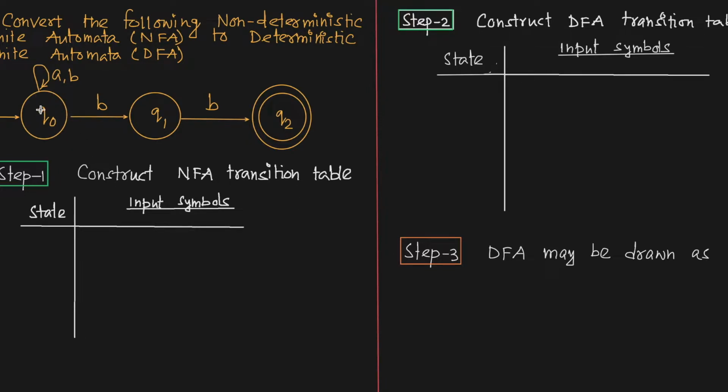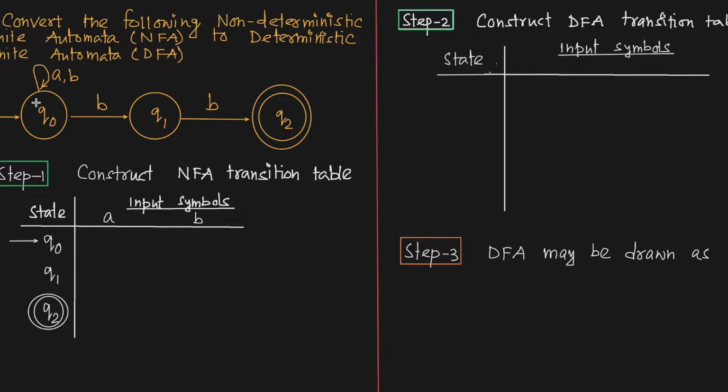There are 3 states, Q0, Q1 and Q2. Q0 is the initial state and Q2 is the final state. So this is Q0, Q1 and Q2. So Q0 is the initial state and Q2 is the final state. Okay, so what are the input symbols? That is A and B.